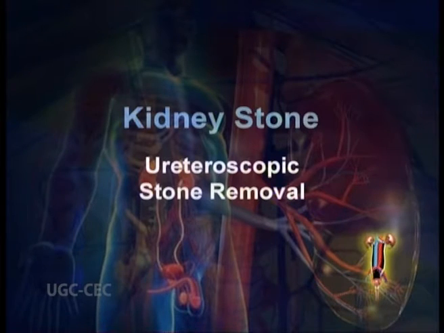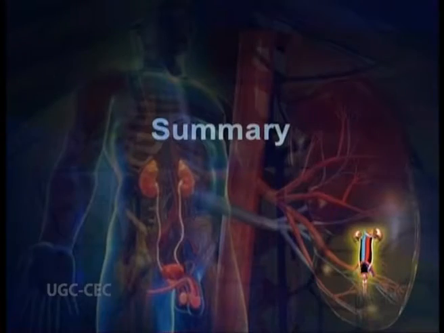Ureteroscopic stone removal may be performed for mid and lower ureter stones. In this procedure, no incision is made. Instead, the surgeon passes a small fiber optic instrument called an ureteroscope through the urethra and bladder into the ureter. The surgeon then locates the stone and either removes it with a cage-like device or shatters it with a special instrument that produces a form of shock wave.